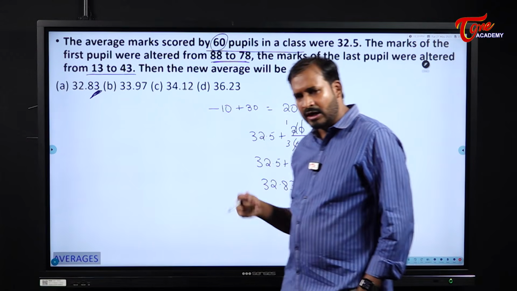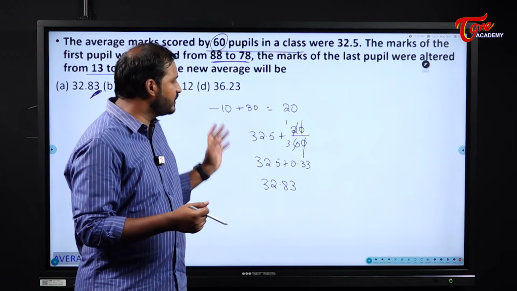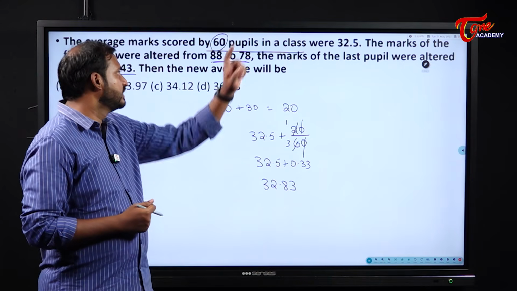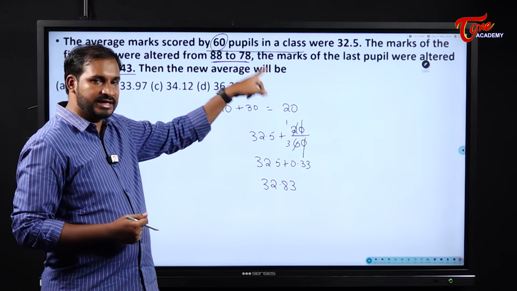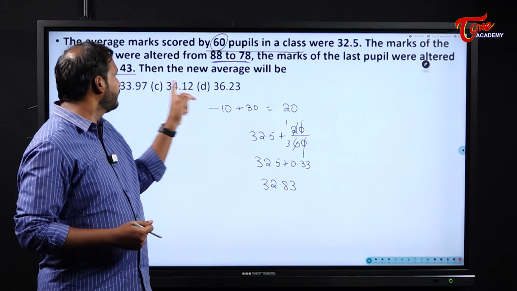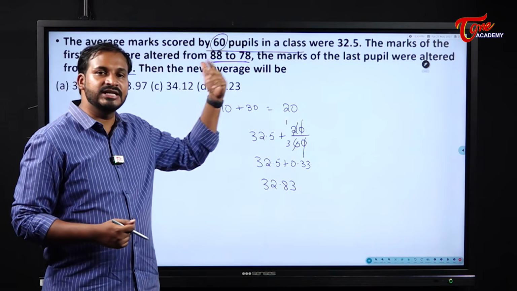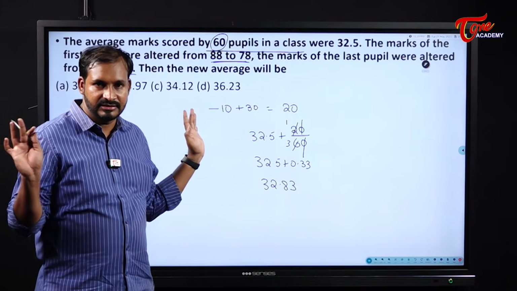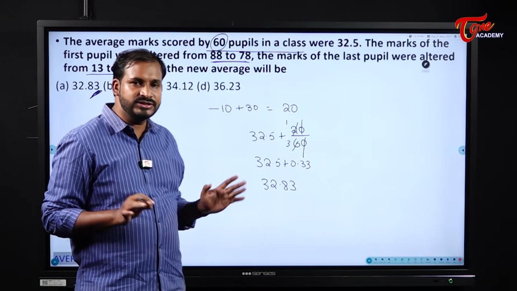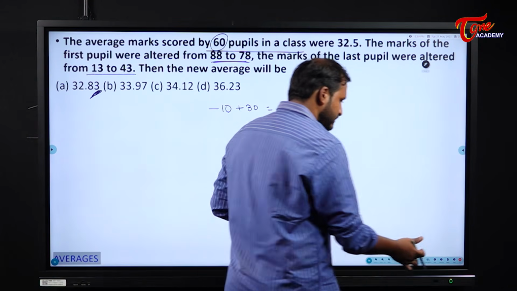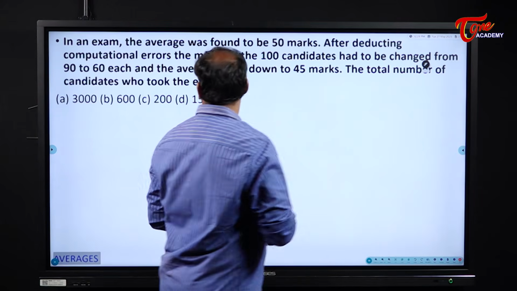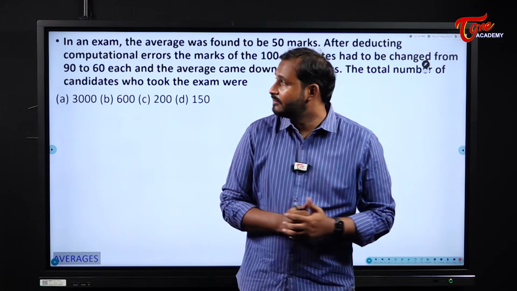Very simple. Observe the change and then apply it to the total number of students. That's it. From 88 to 78 means decreased by 10, minus 10. From 13 to 43 means increased by 30, so plus 30. Okay, overall change here is how much? 20. And apply the remaining things. Okay, next one. Solve this one. Pause the video and try.